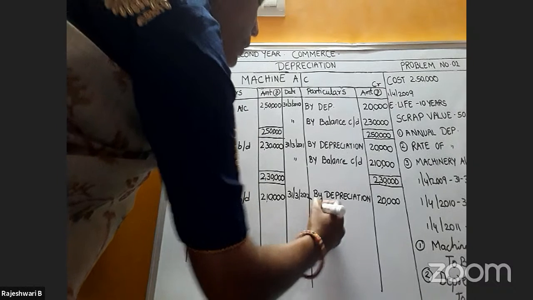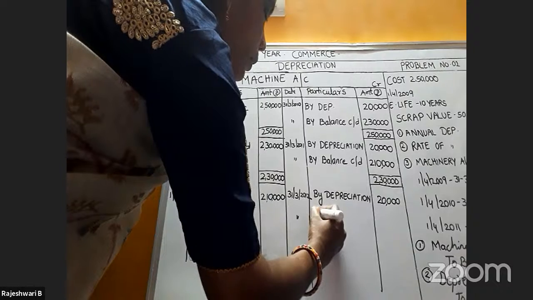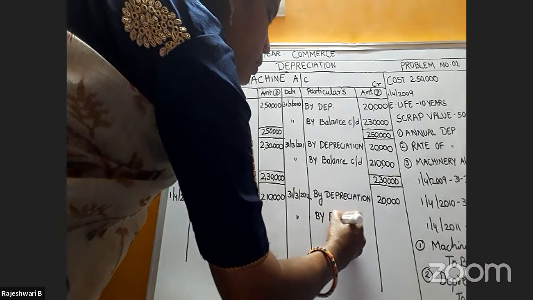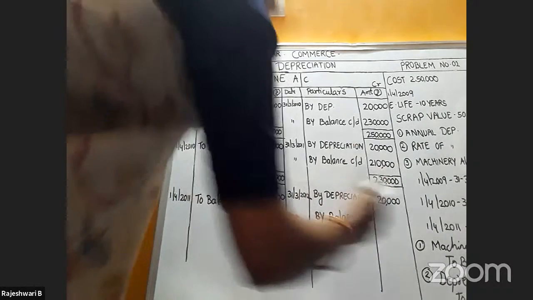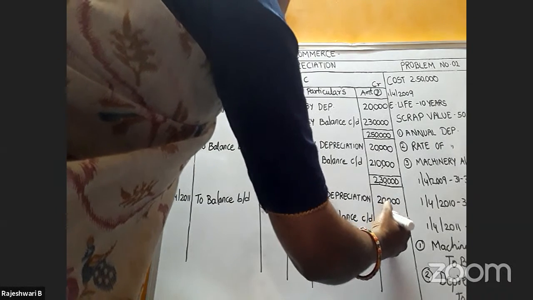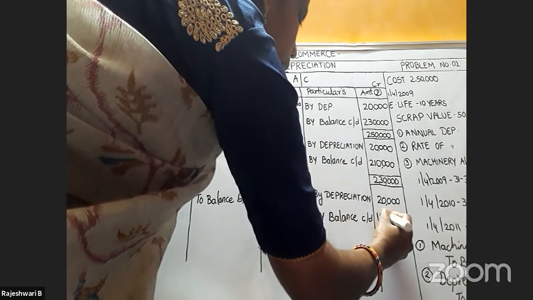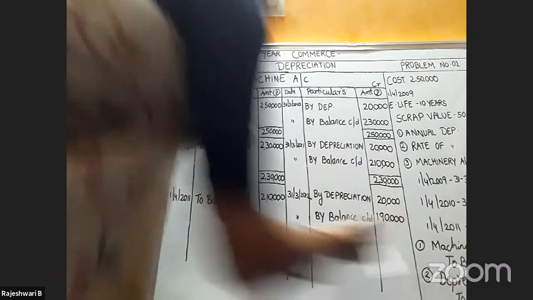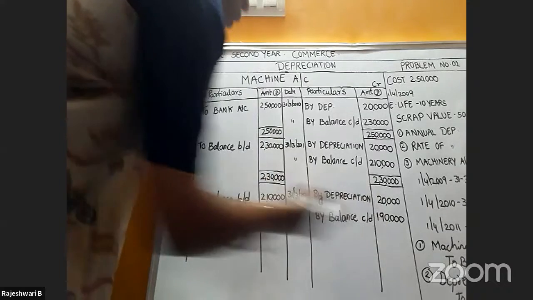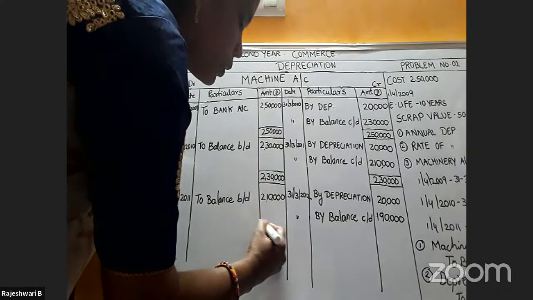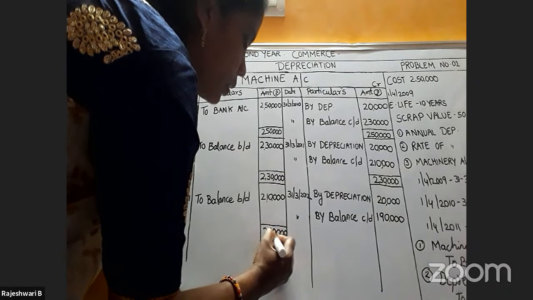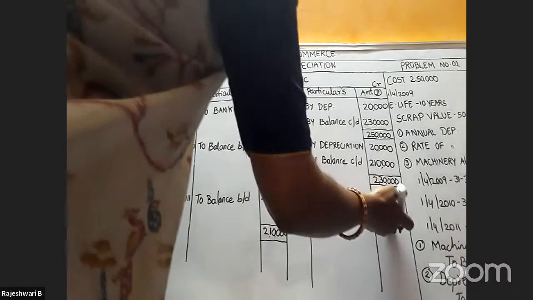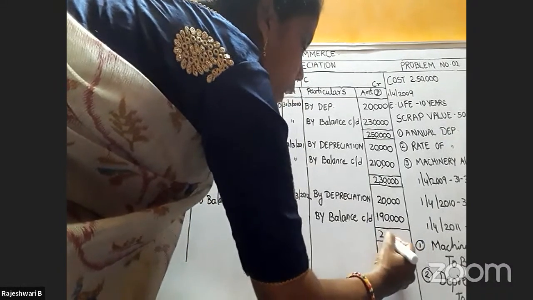By balance carried down, same date. How much? 1,90,000. From where are we getting this amount? It was 2,10,000 here. Deduct this depreciation, and we will get 1,90,000.